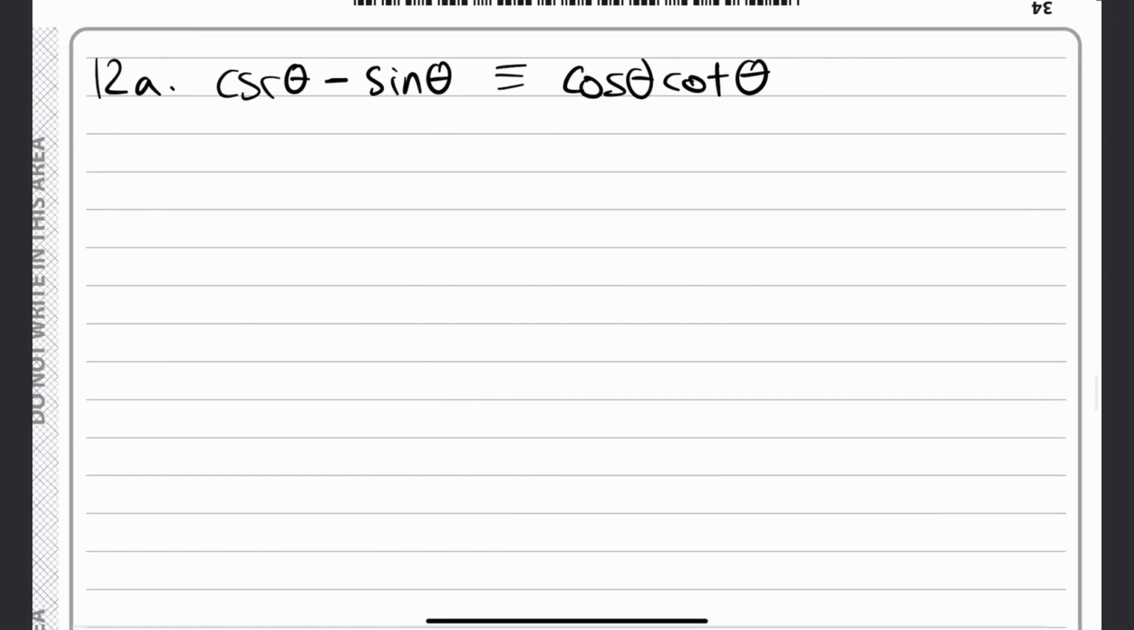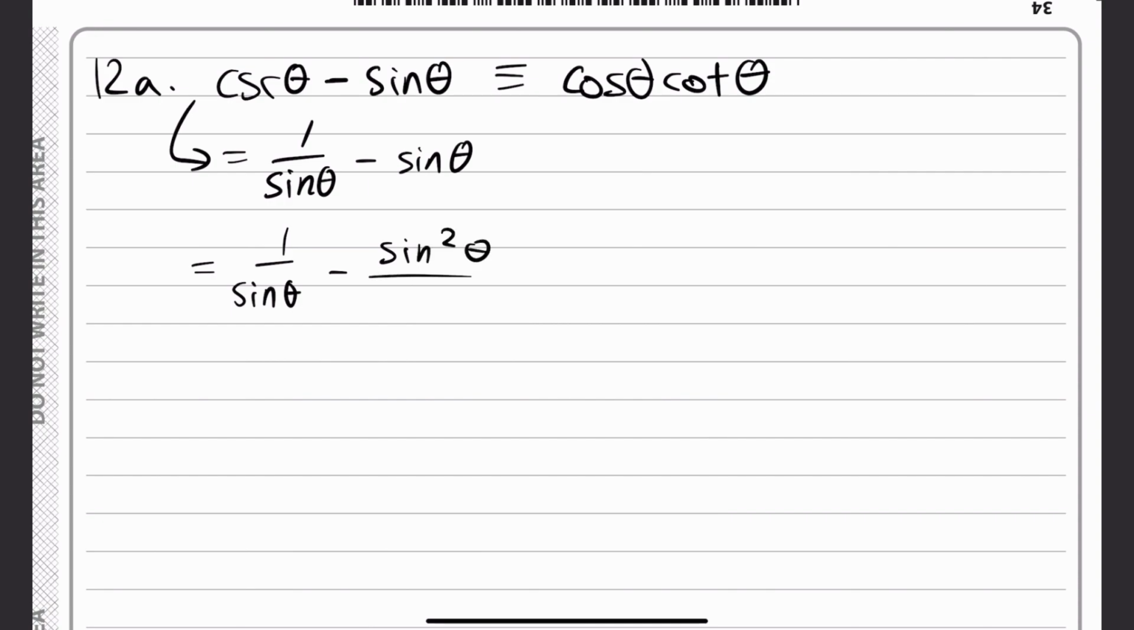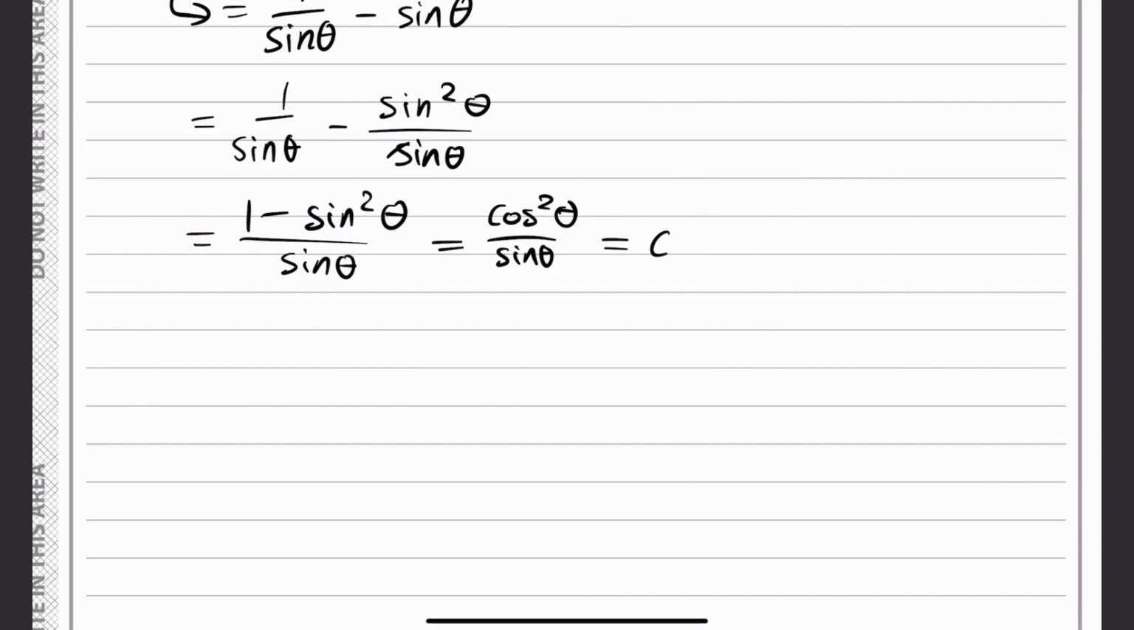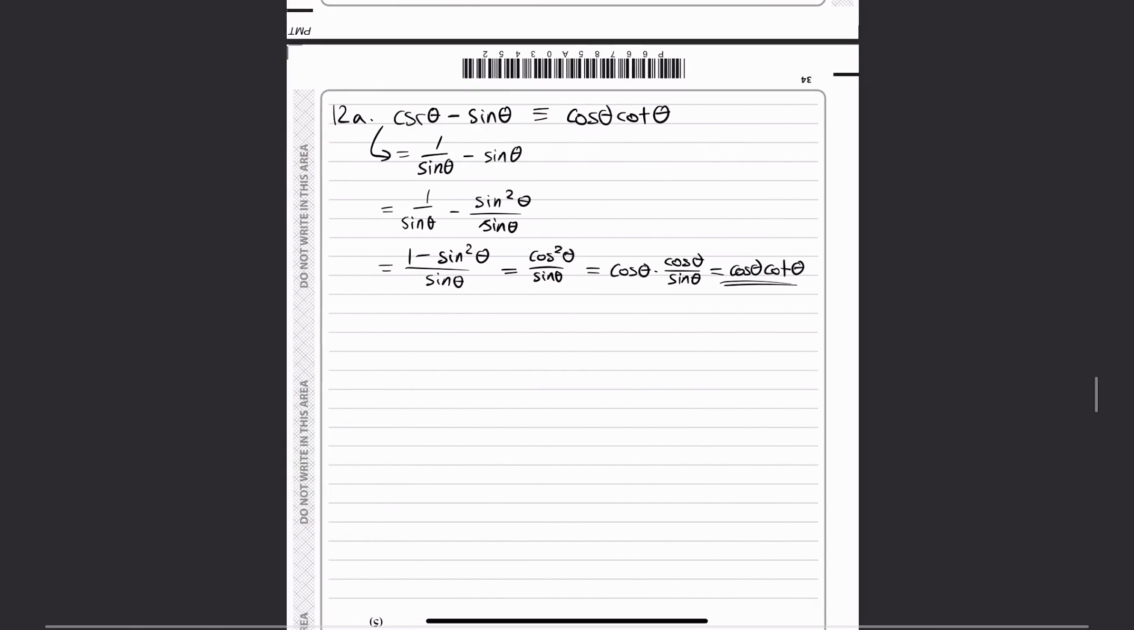Okay, so let's just start working. So we've got, that's the same as 1 over sine theta minus sine theta, which is equal to 1 minus sine squared theta over sine theta, and that's equal to cos squared theta over sine theta, which is cos theta multiplied by cos theta over sine theta, and that's just equal to cos theta times cotangent theta. So that's the first part, solved nice and easily.